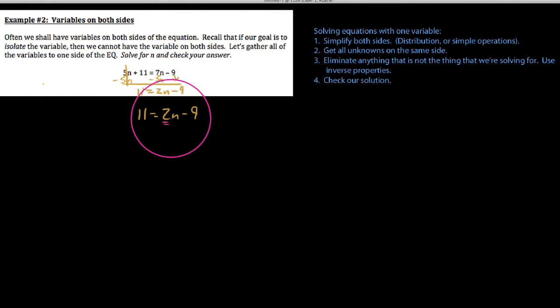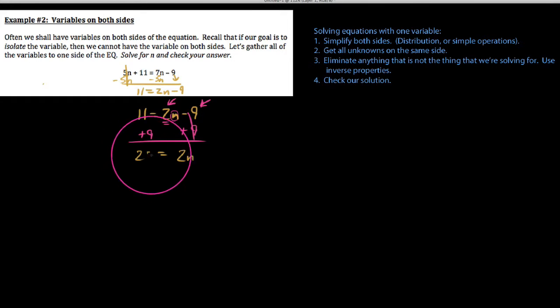Now, number 3: eliminate anything that is not the thing we're solving for. Since we want to solve for n, we need to eliminate the 2 and the 9, the constant here. Just like in the last video, this is a two-step equation. It's always better to undo addition and subtraction first. So we're going to add 9 to both sides. On the right side, we're left with just 2n. On the left side, we're left with 20.